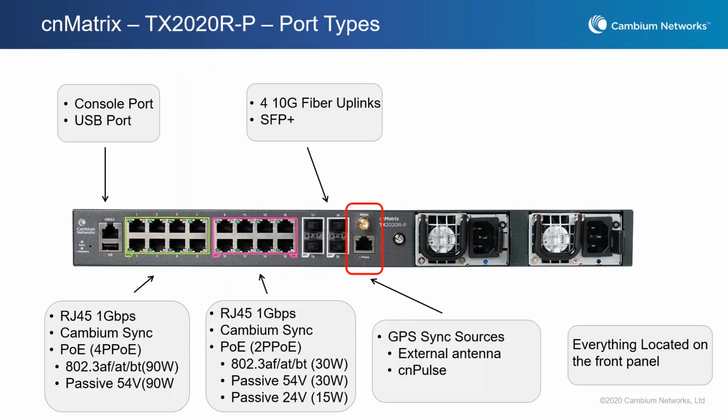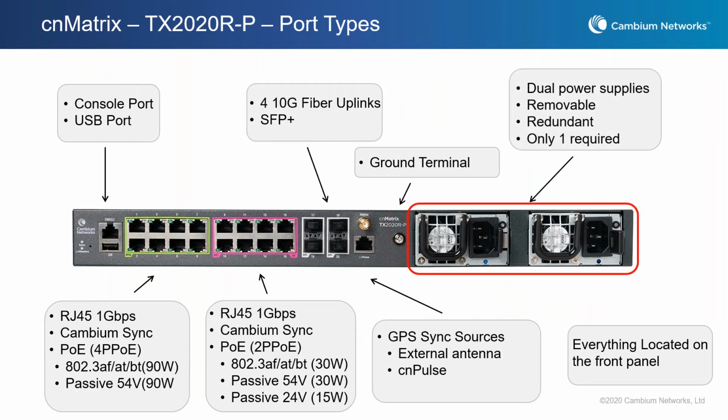Cambium Sync. So I didn't go into this in too much detail before, but we support 2 GPS sync sources. So that top gold copper connection there is for an external antenna. The RJ45 jack right below that is for Cambium cnPulse. Now you have your choice. You can use one or the other, either one is fine. Or you can use both. If you use both, then that gives you redundancy. If one fails, we will use the other. Anyway, so GPS sync sources, you can use one or the other or both, giving you a little bit of redundancy.